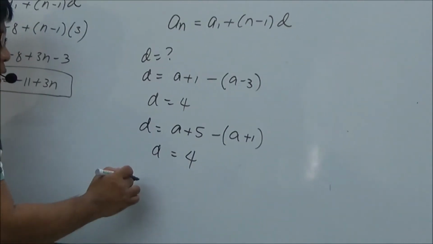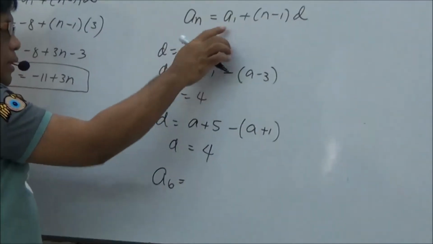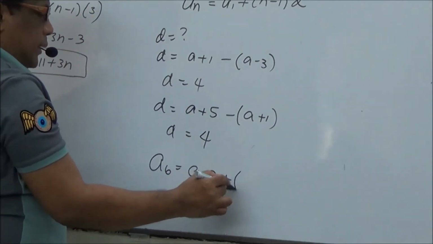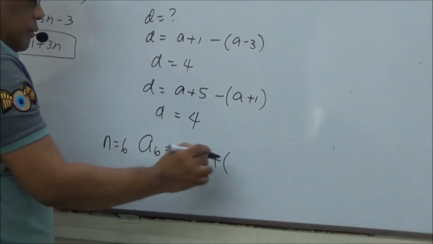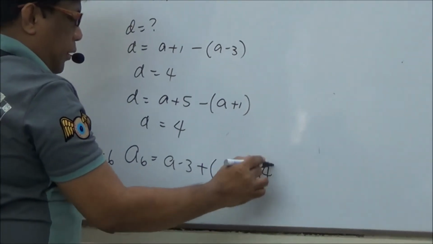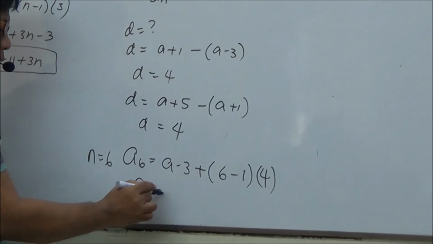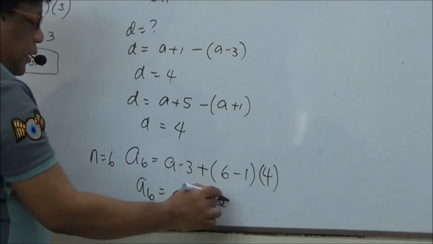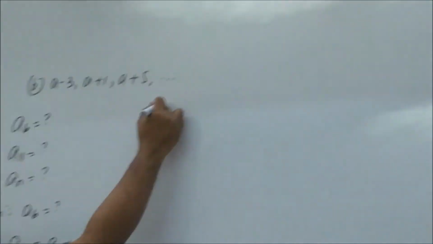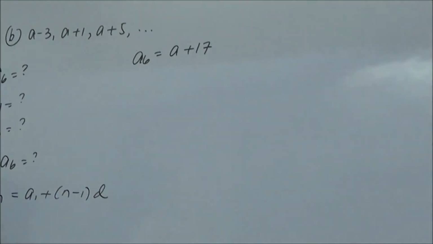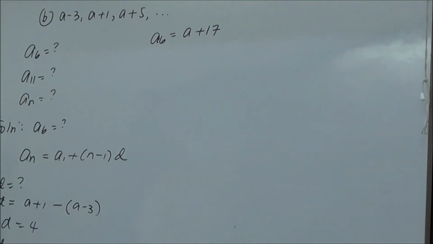So we can now readily solve for a sub 6 using the formula. A1 is a minus 3 plus n is 6, because we are to find the 6th term, right? Then minus 1 times d, where d equals 4. Okay? So what's that a sub 6? It is a minus 3 plus 5 times 4 is 20. So therefore, a sub 6 now is equal to a plus 17. Okay?